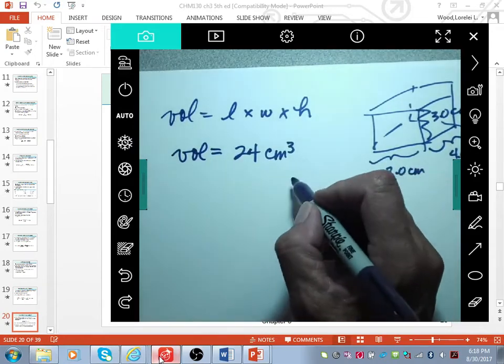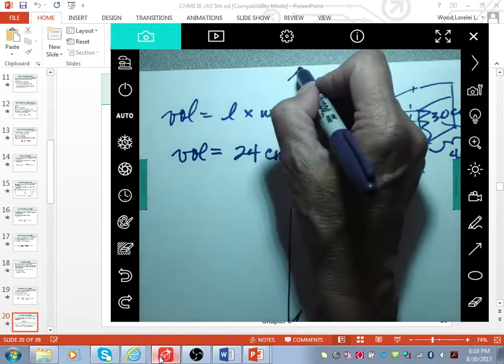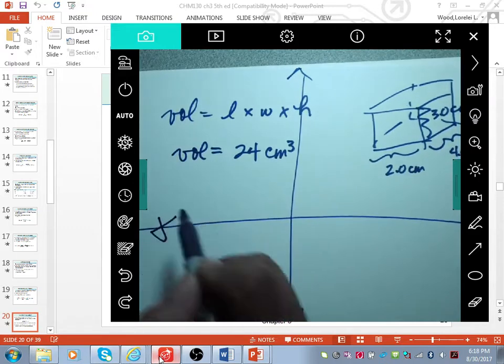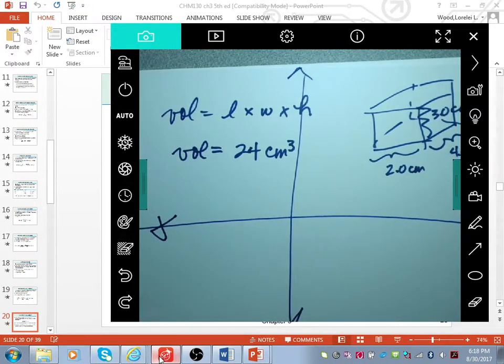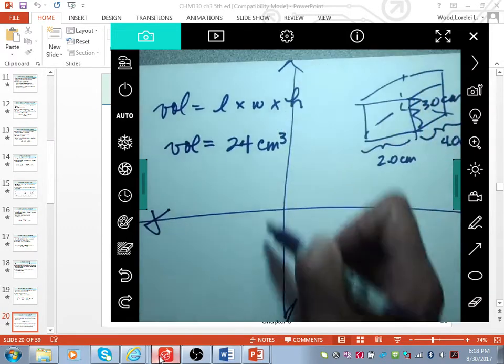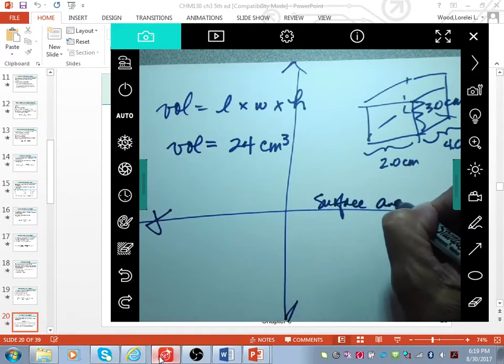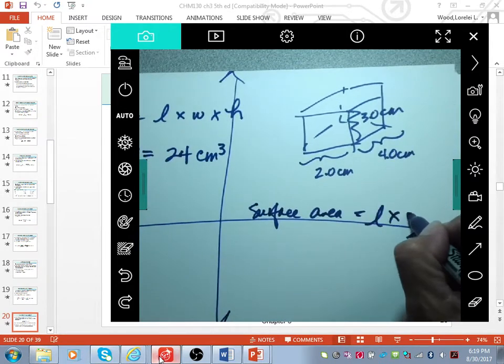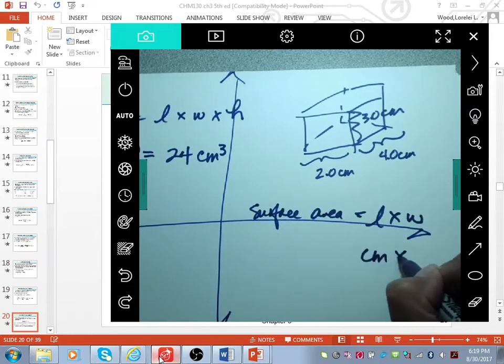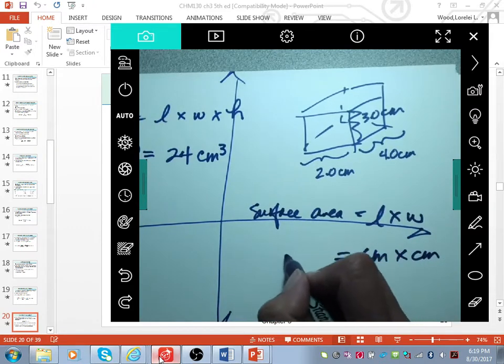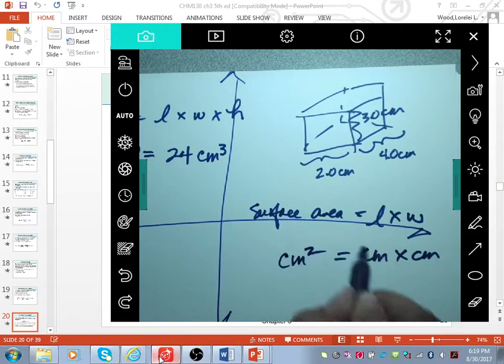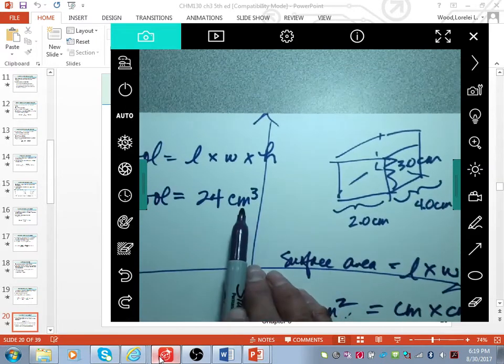That's something you need to make sure you remember, because if I wanted to know the surface area of this sheet of paper, how could I measure it? I'd use a ruler and take the length times the width. So surface area is length times width. If I measure in centimeters, what would be my units of surface area? Centimeters squared. So you have a 2-dimensional object with surface area, and a 3-dimensional object with volume.